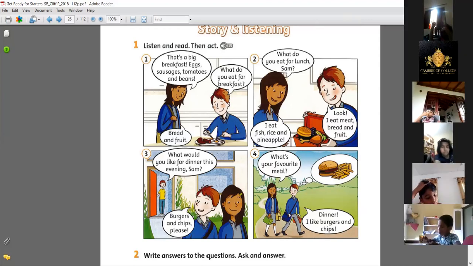What's your favorite meal? What's your favorite meal? Dinner. I like burgers and chips. I would like to have burgers and chips.